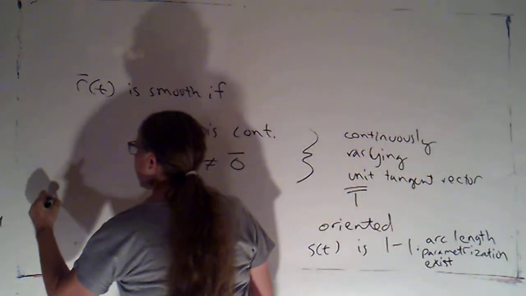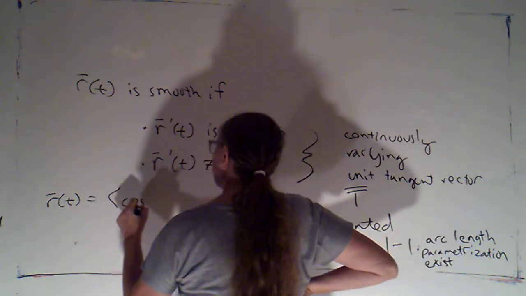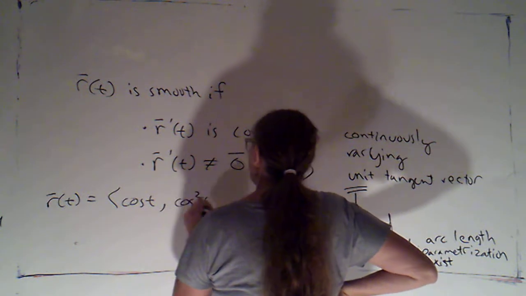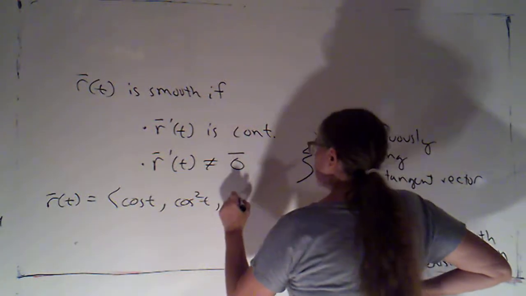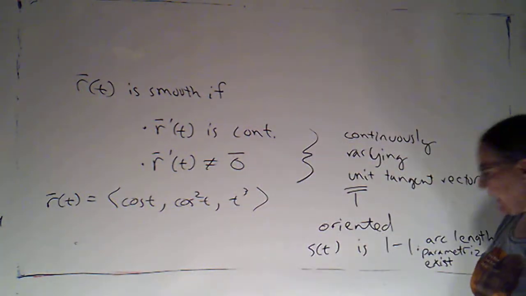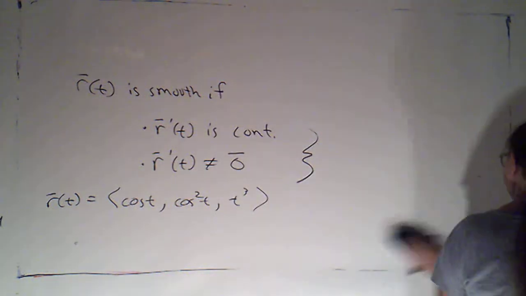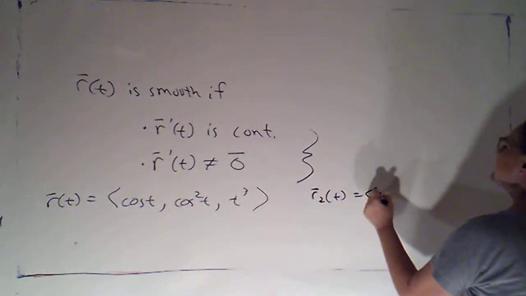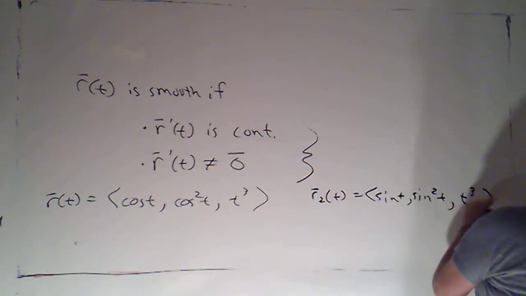Let's just say I had r of t is equal to cosine t, cosine squared t, t cubed. Okay, and I want to compare that to a function that actually looks very similar to it. Let's say r2 of t is sine t, sine squared t, t cubed.